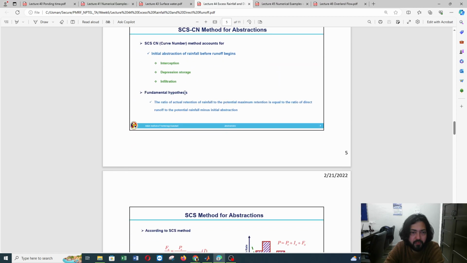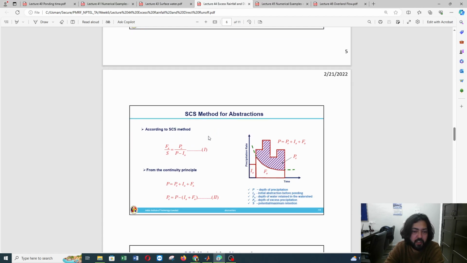So we talked about the fundamental hypothesis. We have seen the numerical mathematically what are the fundamental hypotheses. Here they have written theoretically as well. They state that the ratio of actual retention of rainfall to the potential maximum retention is equal to the ratio of direct runoff to potential. So here we can say the mathematical approach, FA by S is equals to PA upon P minus IA, right?